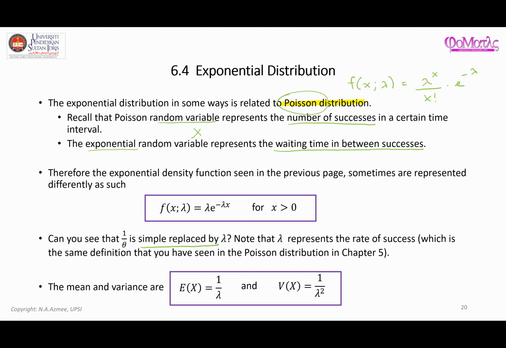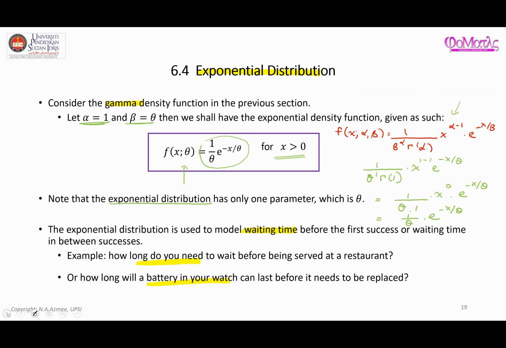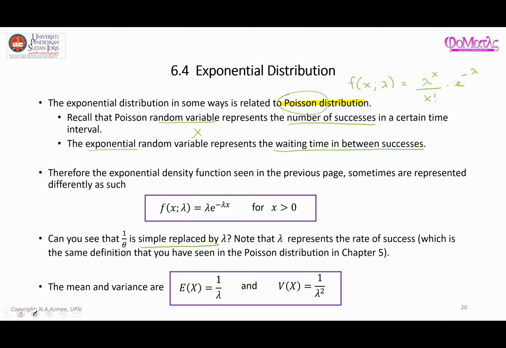So here we are going to change the parameterization. We're going to let lambda be 1 over theta. Because of that, we have this probability density using lambda as the parameter. And lambda here represents the rate of success, which is the same definition that you have seen when you talk about the Poisson distribution in chapter 5. Okay.